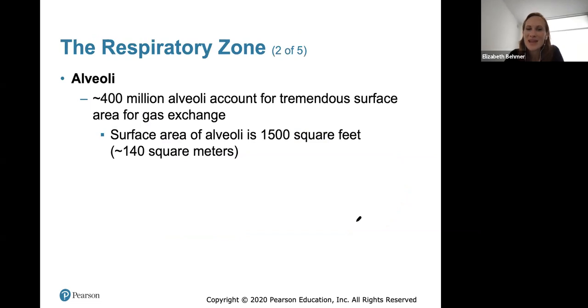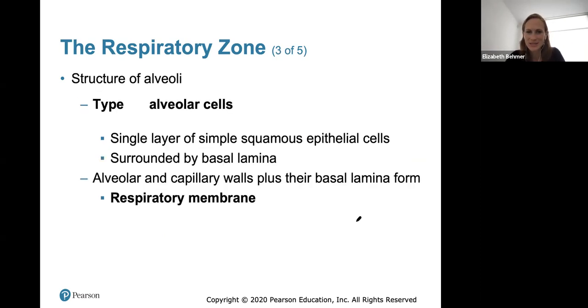The alveoli then, you have about 400 million alveoli, which account for the tremendous surface area for gas exchange. The surface area of alveoli is equal to about 1,500 square feet, which is important for respiratory gas exchange. You have the structure of alveoli. You have type 1 alveolar cells.